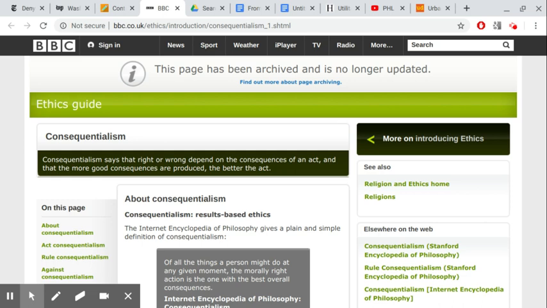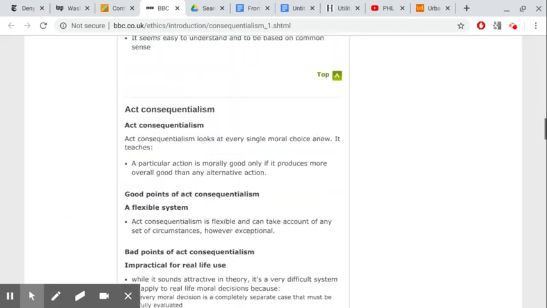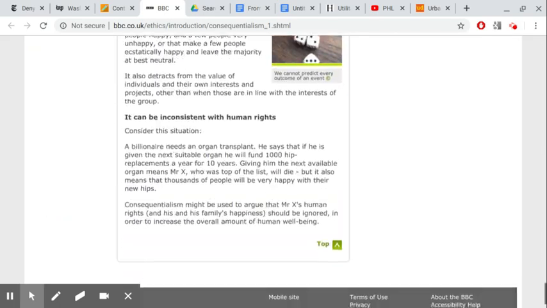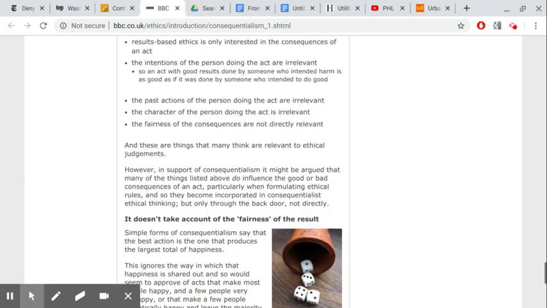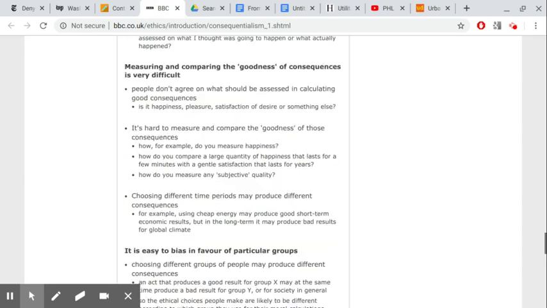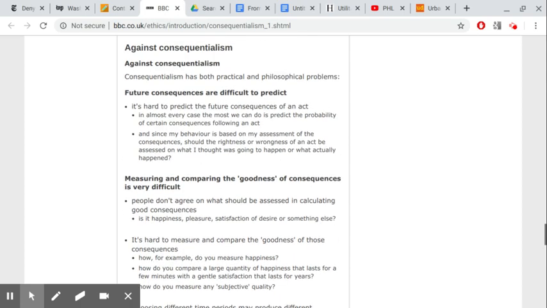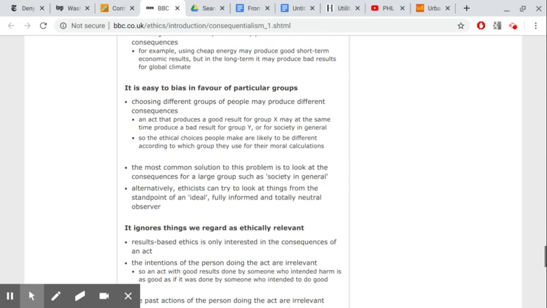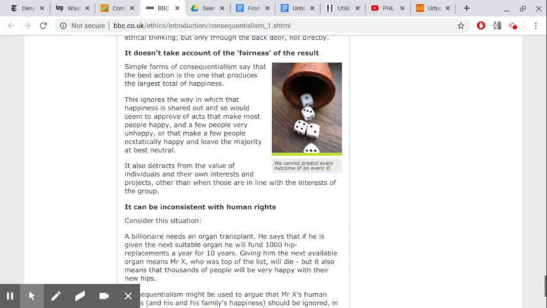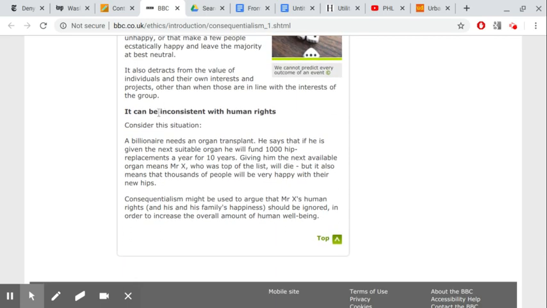The same is true for utilitarianism. It seems to be something that we already know and that we already follow. The interesting thing is that when it comes down to it, oftentimes these two things are absolutely incompatible. That's why you come up with, like at the end of this BBC page, when it looks at various problems with utilitarianism, what it's calling consequentialism, for instance, this last one here about how it can be inconsistent with human rights.